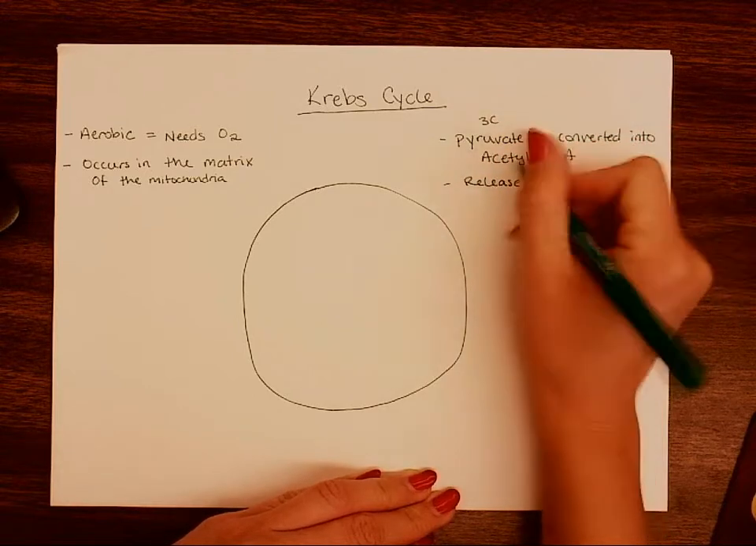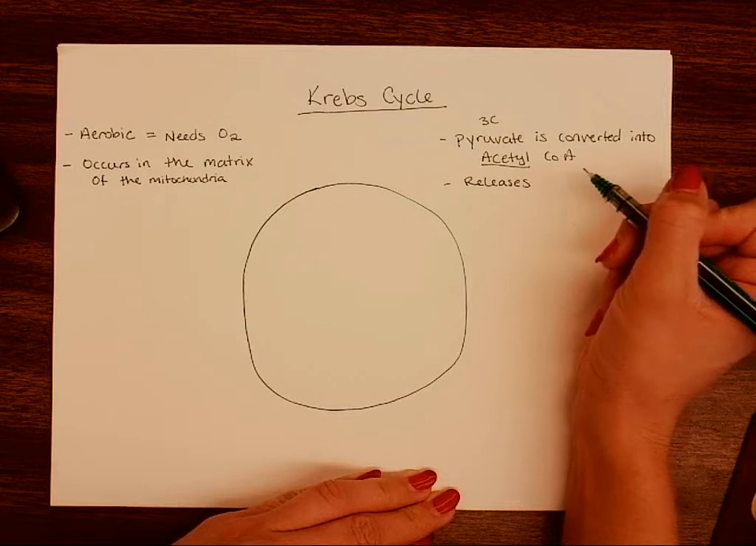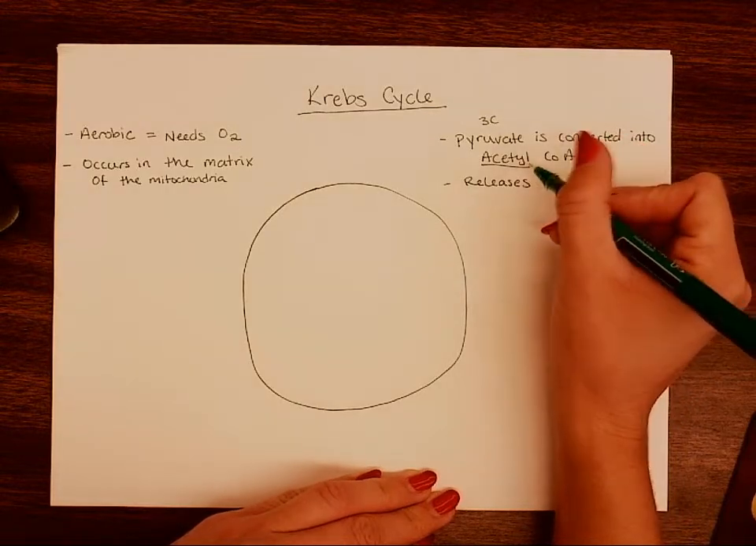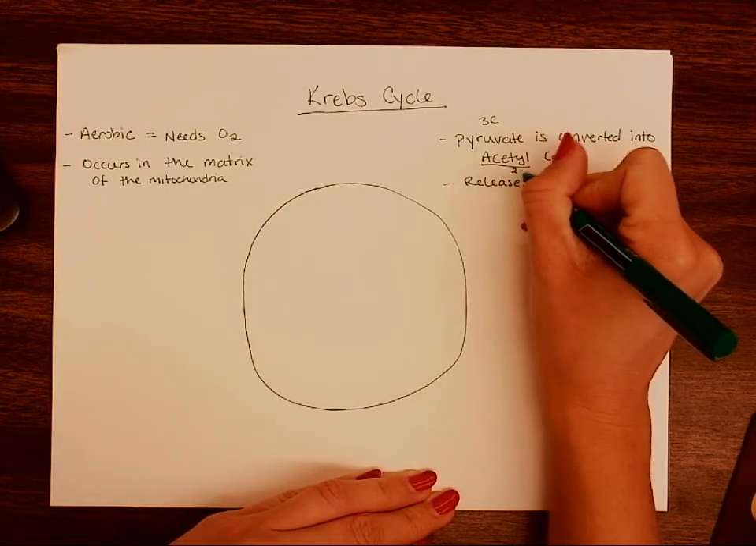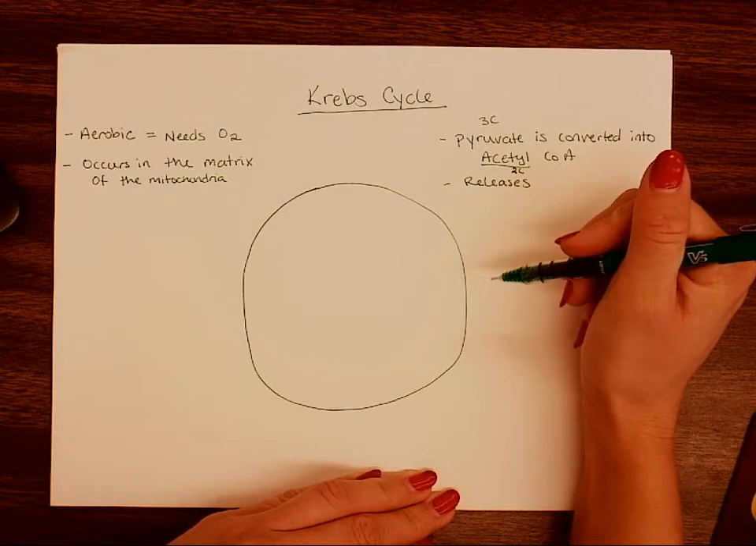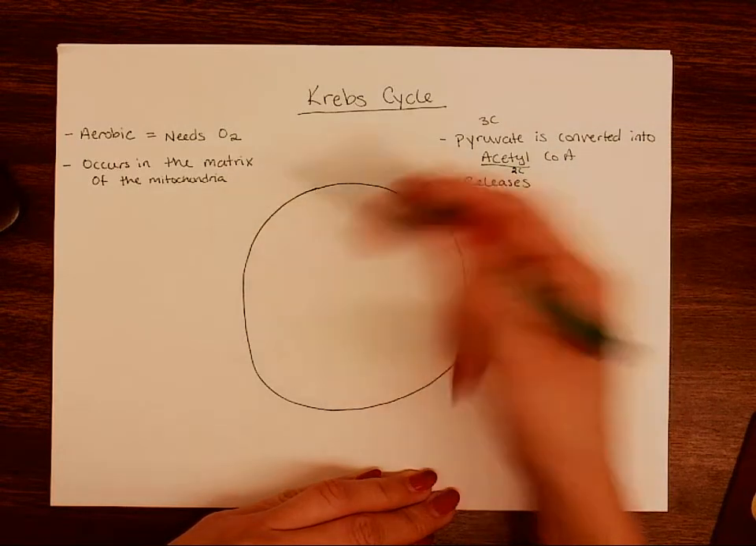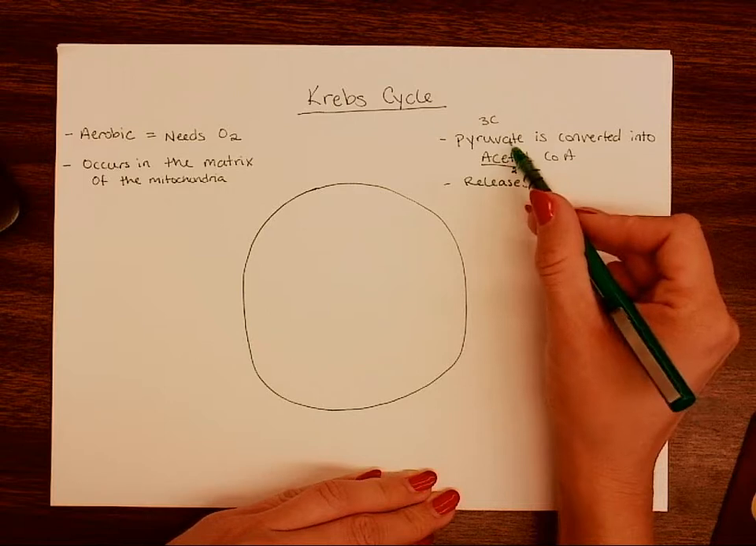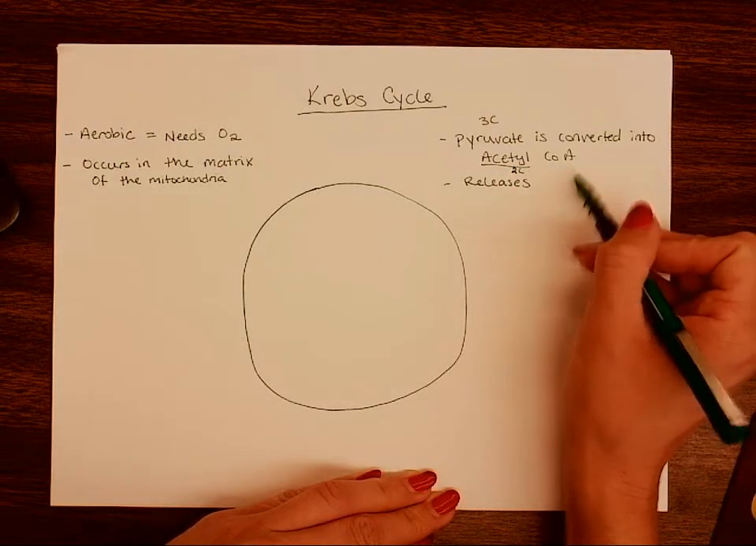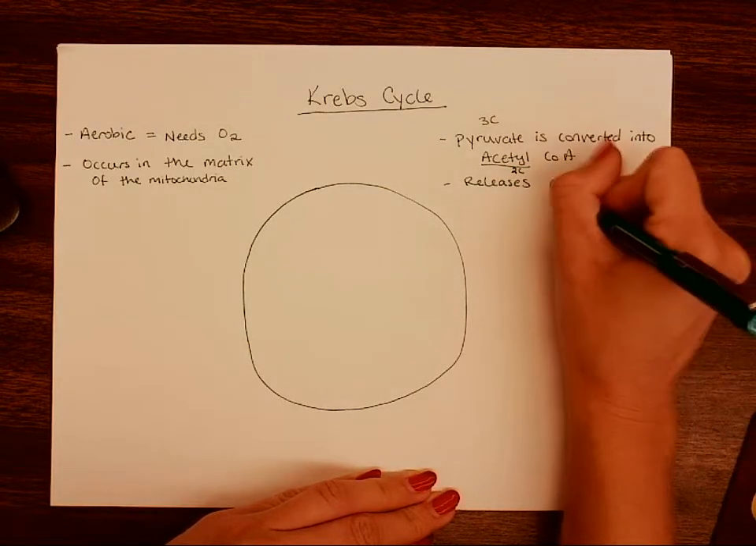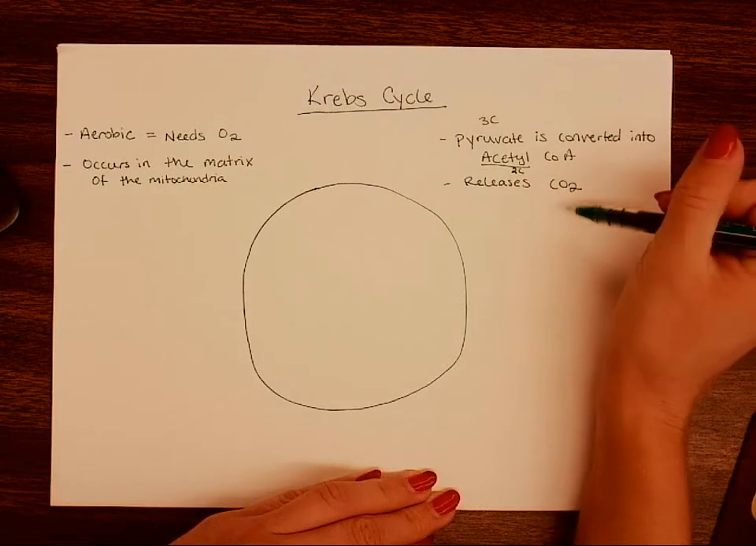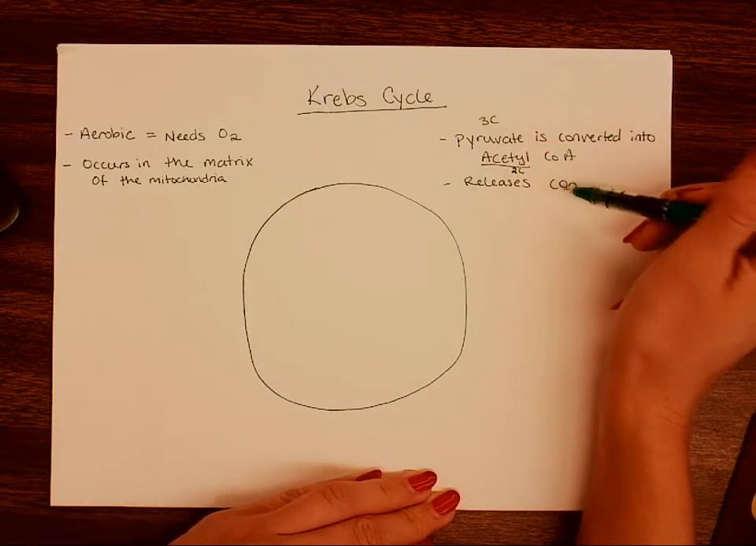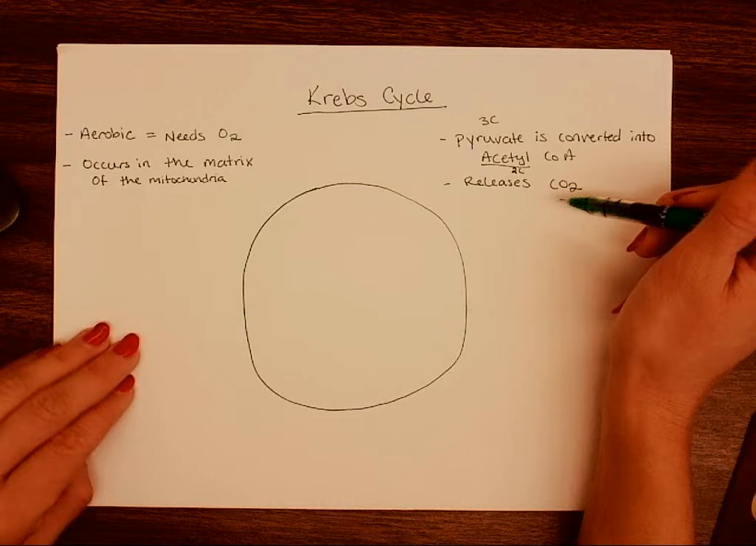And the CoA is just a coenzyme A that's going to help bring this acetyl, which is then a 2-carbon molecule, to the matrix of the mitochondria. Now, as it's converting pyruvate to acetyl-CoA, it's going to release the gas carbon dioxide, and that's going to be 1 per each pyruvate that's going to be converted.